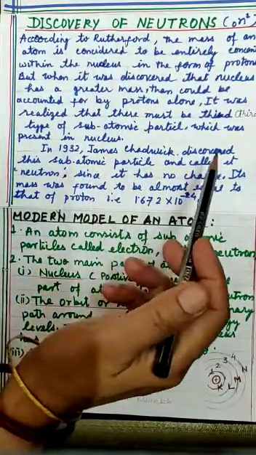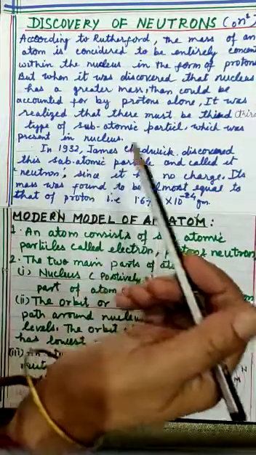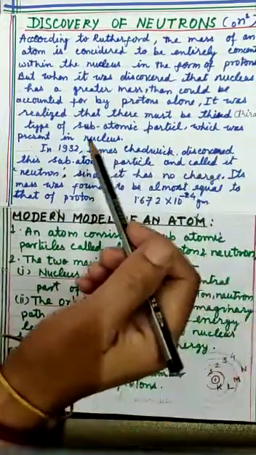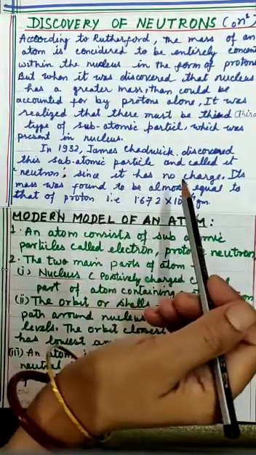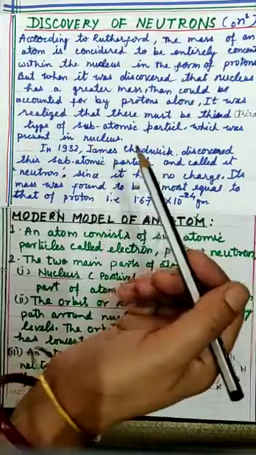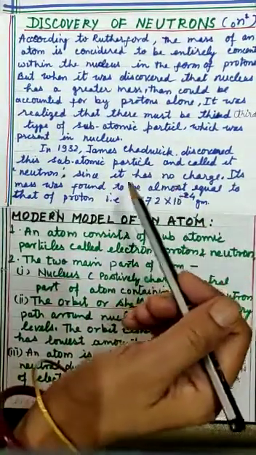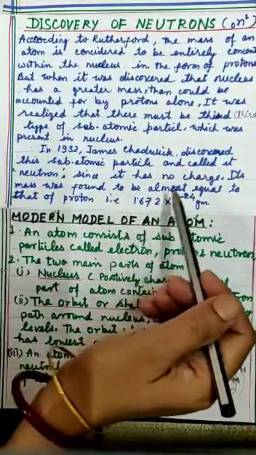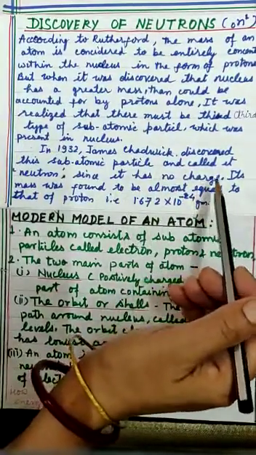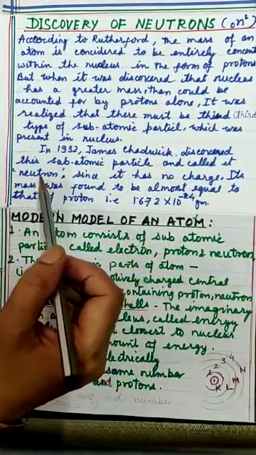He was doing experiments similar to Rutherford's experiment. He was bombarding alpha particles, but on a different metal, beryllium, a metal with atomic number 4. And he discovered a new type of particle with no charge and mass similar to that of a proton. As the particle has no charge, meaning neutral, he named these particles neutrons.